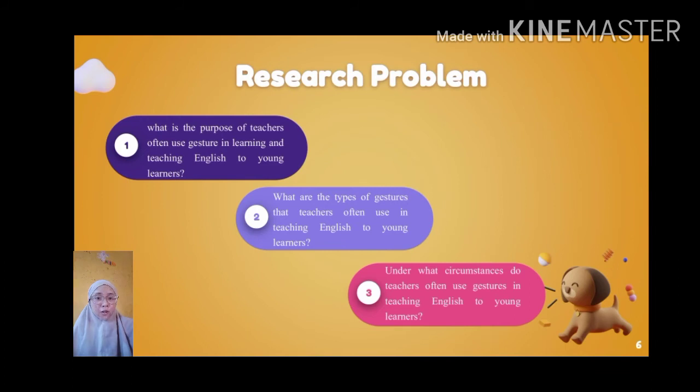Now let's look at the research problems based on the background. The researcher has formulated the problems of this study. The goals of this study are to find, first, what is the purpose of teachers often using gestures in learning and teaching English to young learners. The second, what are the types of gestures that teachers often use in teaching English to young learners? The third is, under what circumstances do teachers often use gestures in teaching English to young learners?